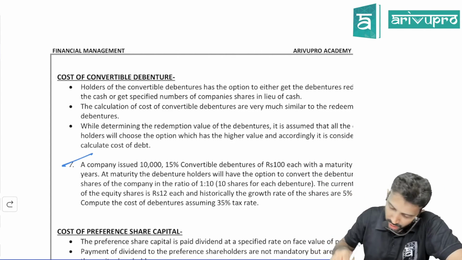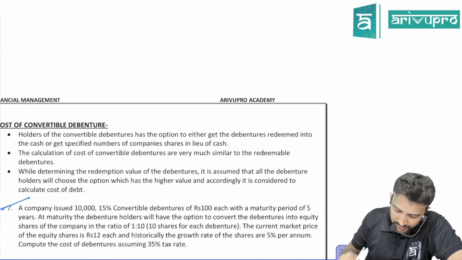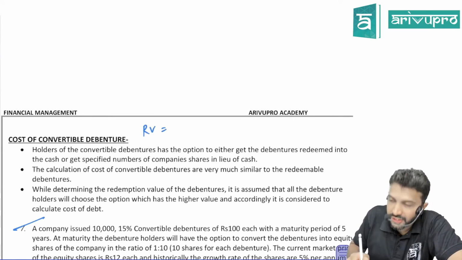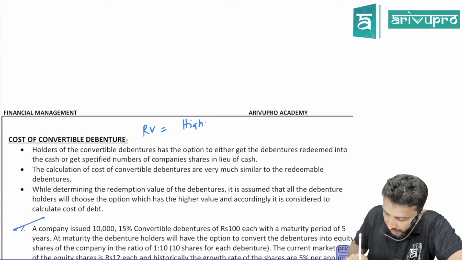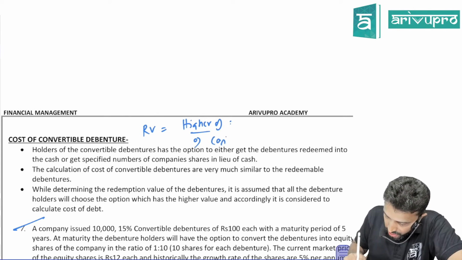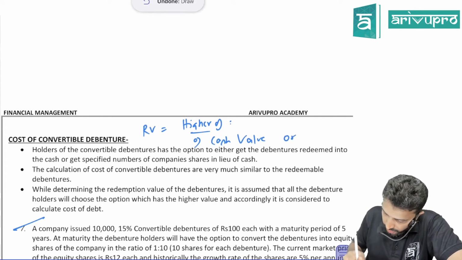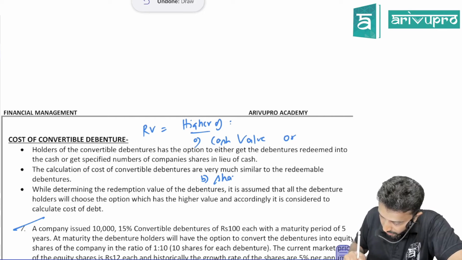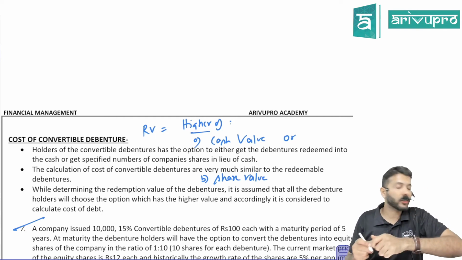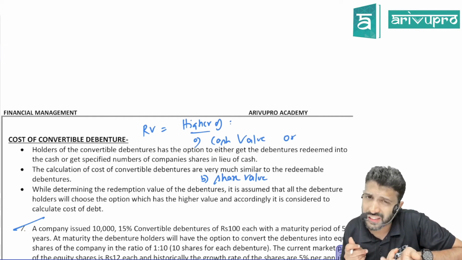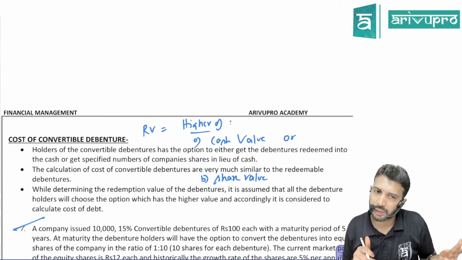Understood? So if it is convertible debenture, RV is nothing but the higher of two things. What are those two things? Cash value or share value. We need to calculate the cash value and we need to calculate the share value. Whichever is higher becomes the redemption value.